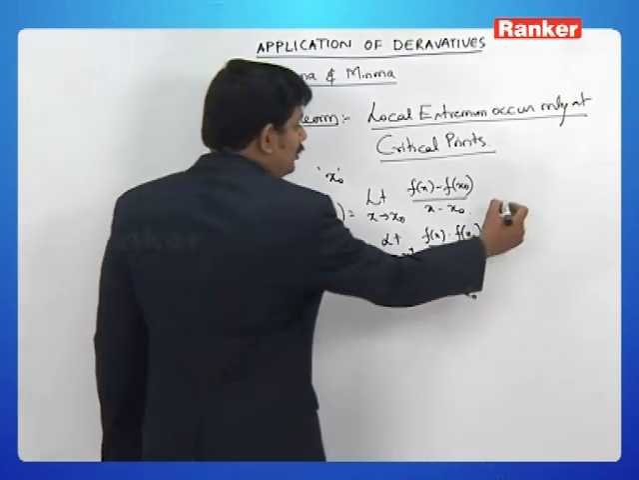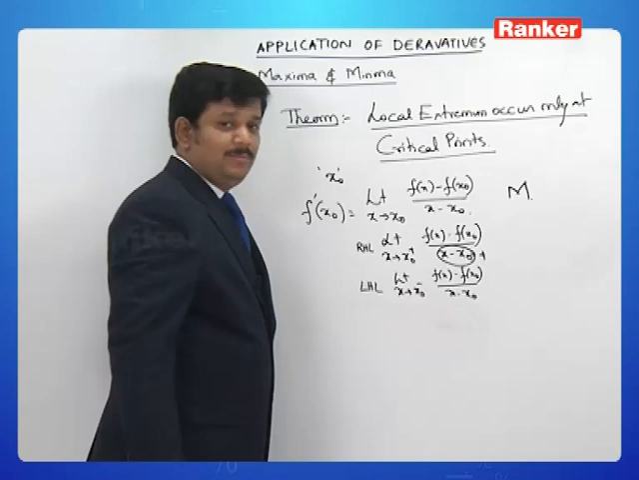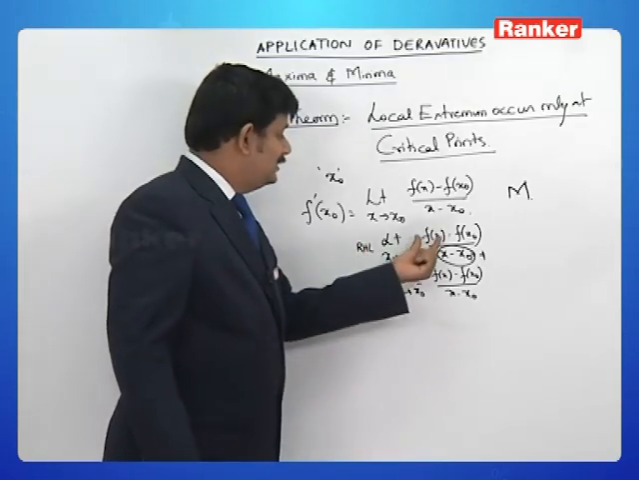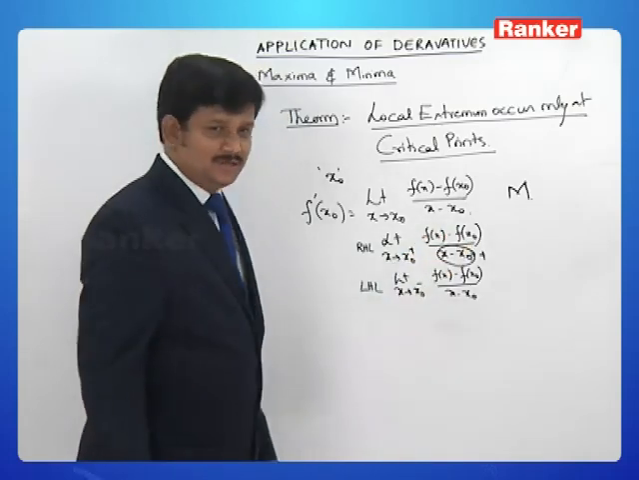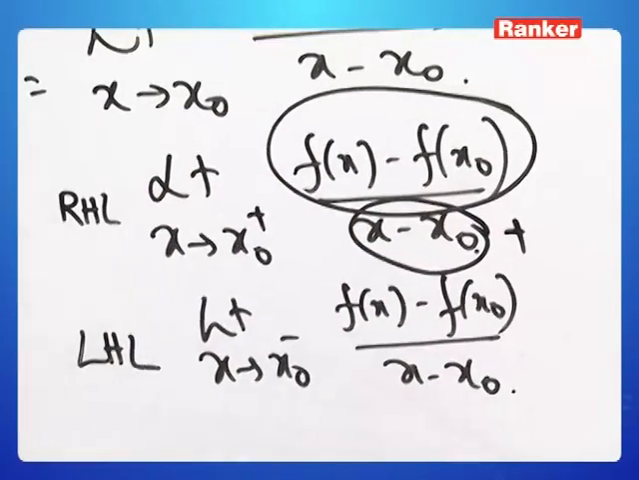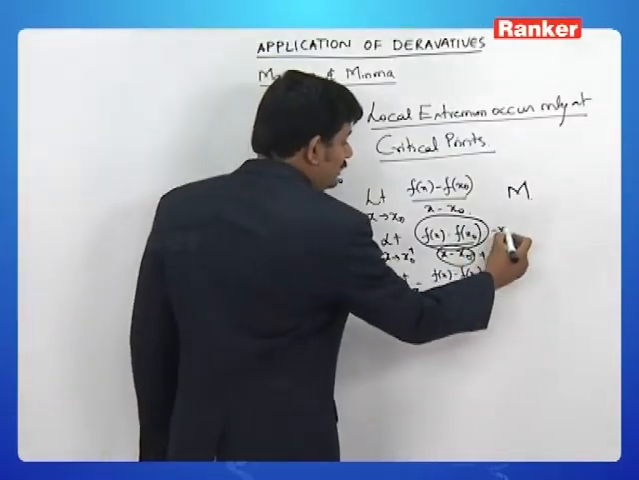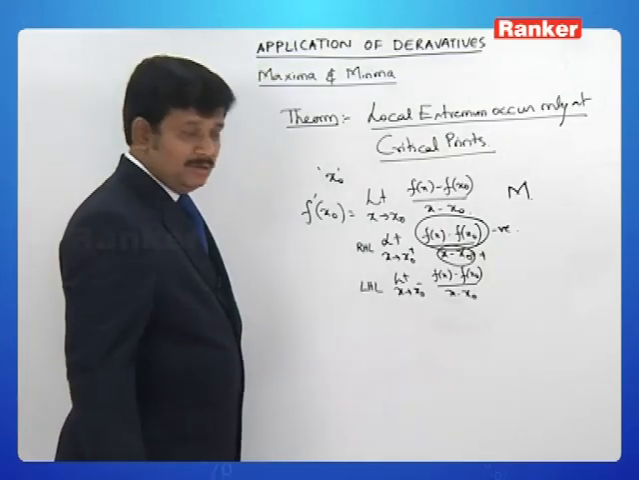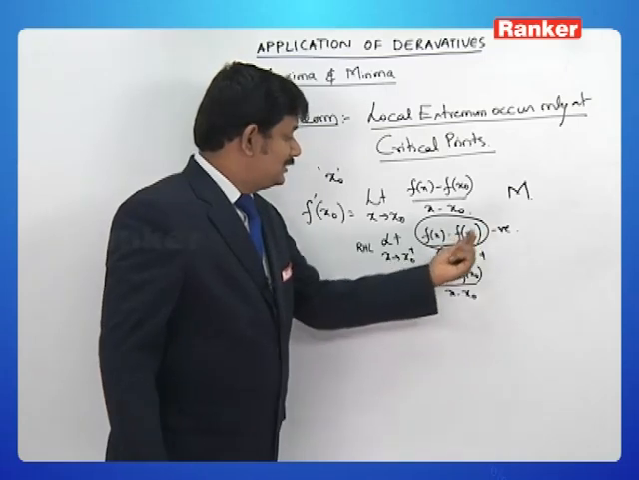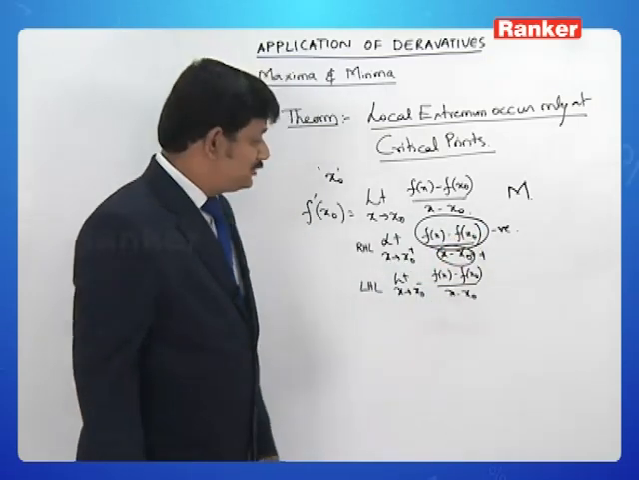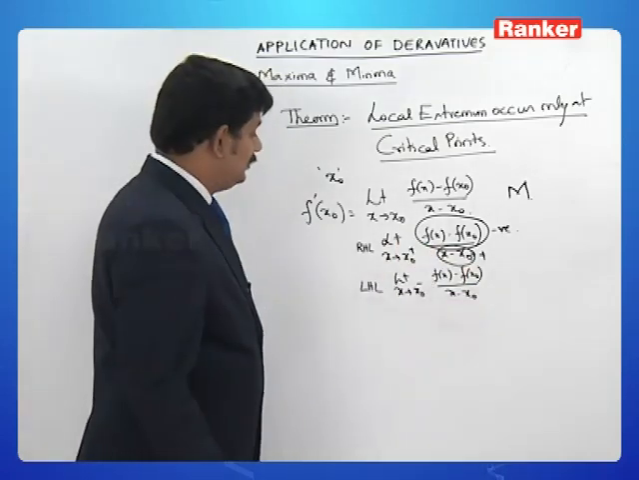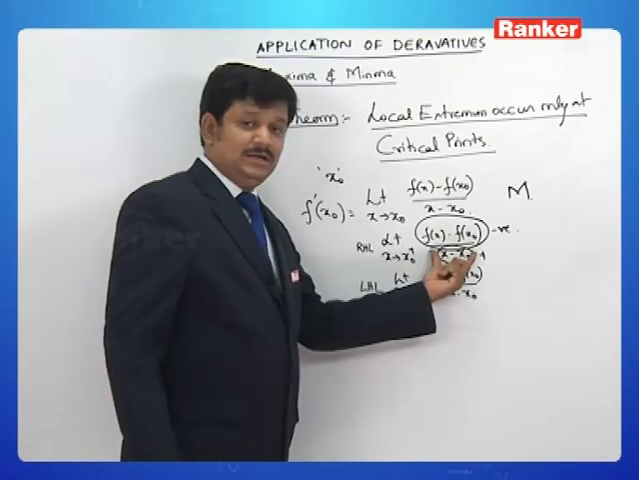and it has to be a local maxima. In case of a local maxima, be it in the right hand limit or in the left hand limit, f of x should be smaller than f of x naught. So for it to be a local maxima, f of x minus f of x naught should always be a negative number in the neighborhood. f of x minus f of x naught is a negative number, x minus x naught is a positive number. So altogether we are evaluating the limit of a negative function.